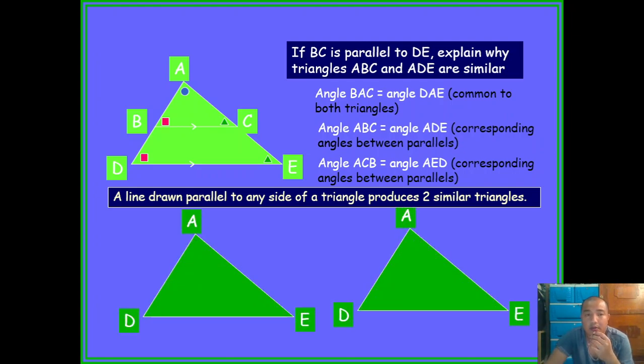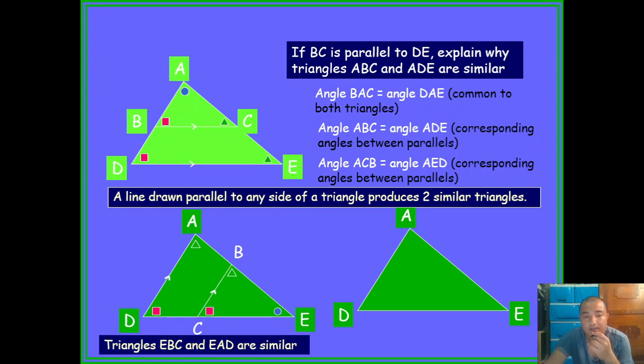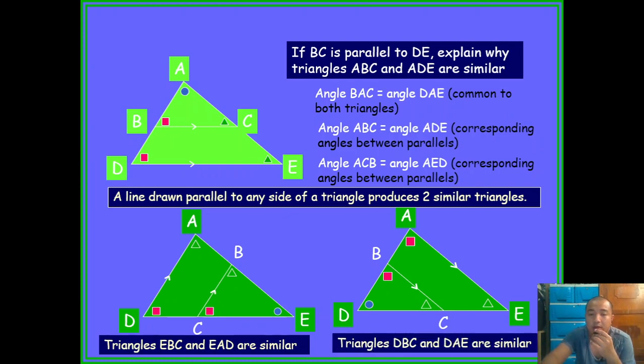So, triangle ABC is similar to triangle ADE. And so, andun na yung triangles EBC and EAD are similar. Ito naman, triangles DBC and DAE are similar. So, a line drawn parallel to any side of the triangle produces two similar triangles. Yun yung kanyang pinapahiwatig dito sa triangle.